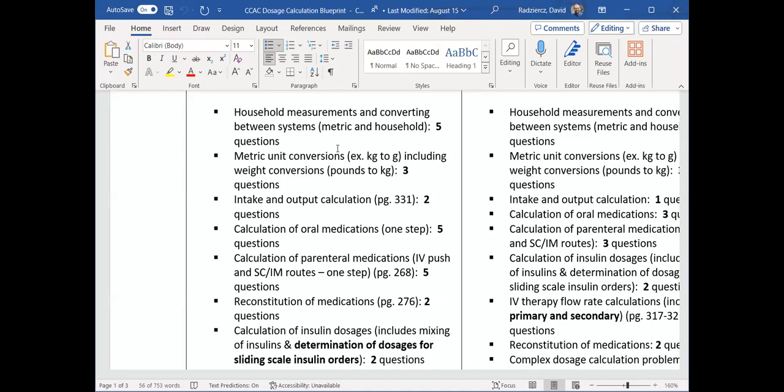Then you have metric conversions. Metric conversions can be weight-based conversions. Technically, pounds to kilograms is not a metric conversion. That's an imperial to metric conversion. So that kind of falls in the household measurements thing, but we'll address that shortly.